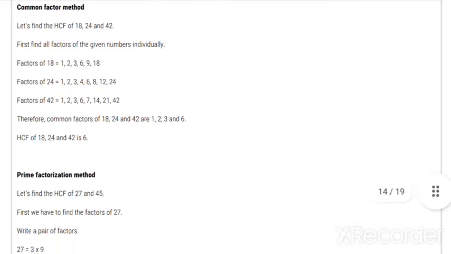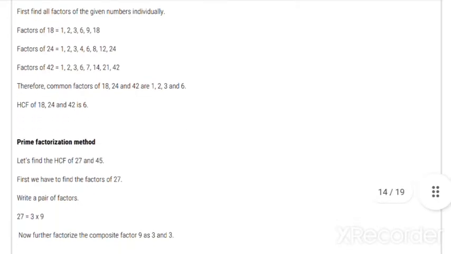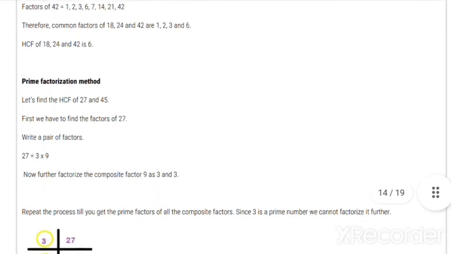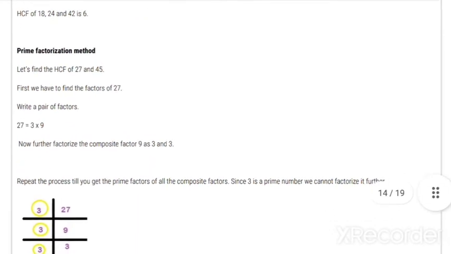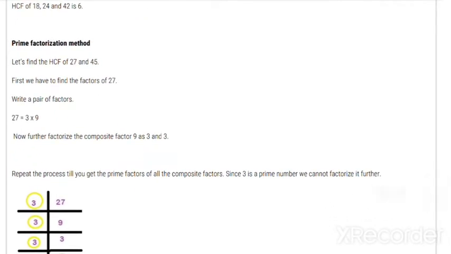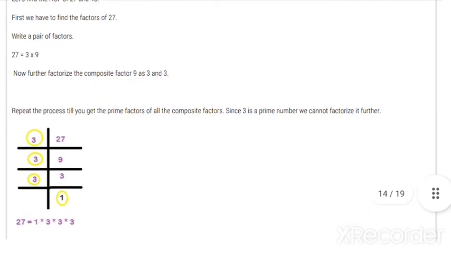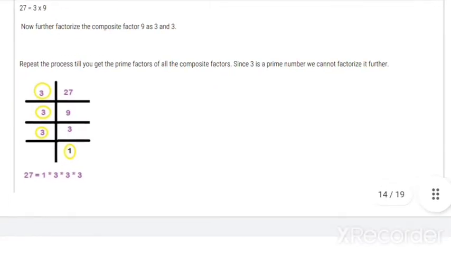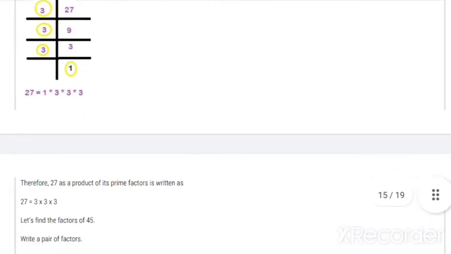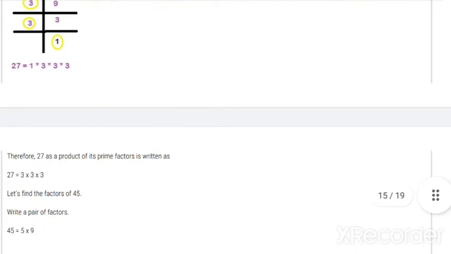Next method children, prime factorization method. Let's find the HCF of 27 and 45. So children, first we shall find the prime factorization of 45 and 27 separately. So children, look on the screen. If you see, this method is called prime division method to find the prime factorization of the given number. Now children, look on the screen. Therefore, children, 27 as a product of prime factors is written as 27 is equal to 3 into 3 into 3.